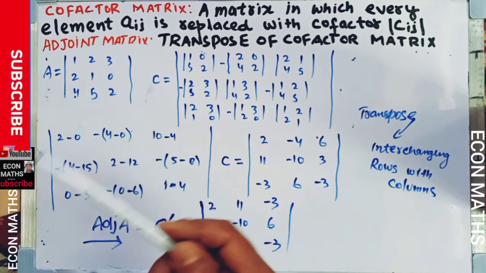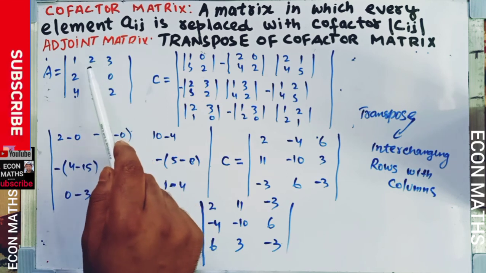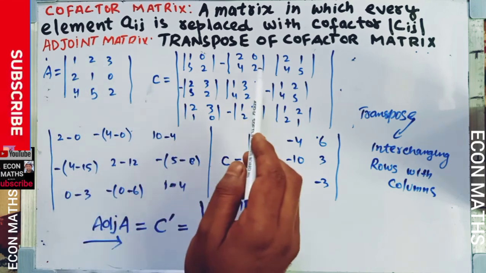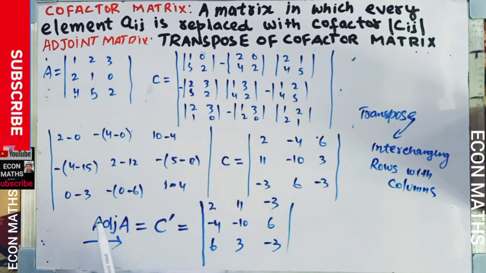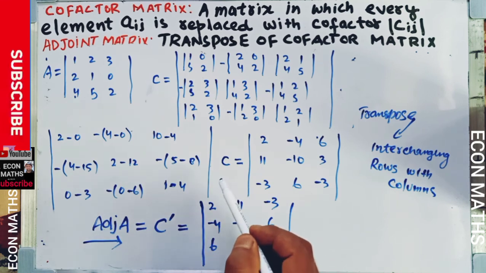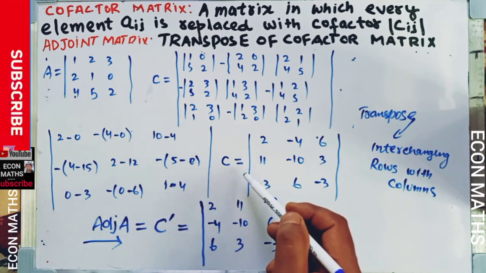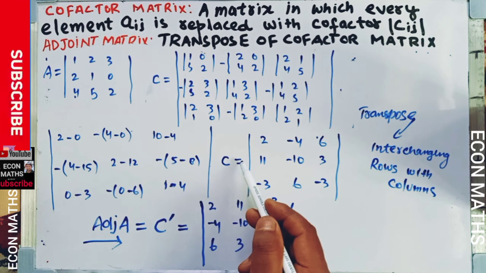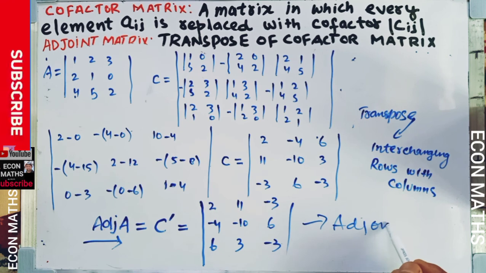Now I repeat quickly. If A was given to us as a matrix, then first we found the cofactor matrix. After that, to find the adjoint matrix, we transpose the cofactor matrix. That is, we transpose this matrix. The resulting matrix will be the adjoint matrix. So this was all about the cofactor matrix and adjoint matrix.